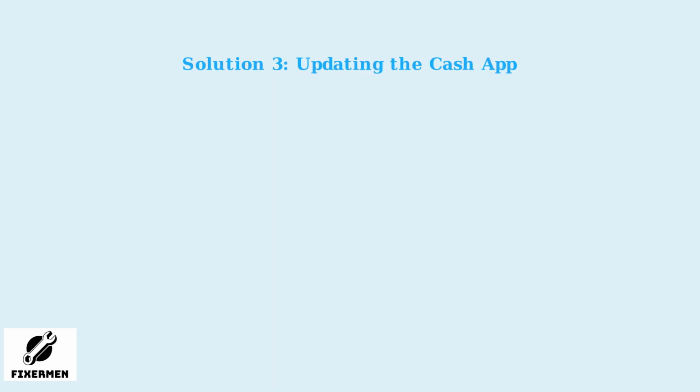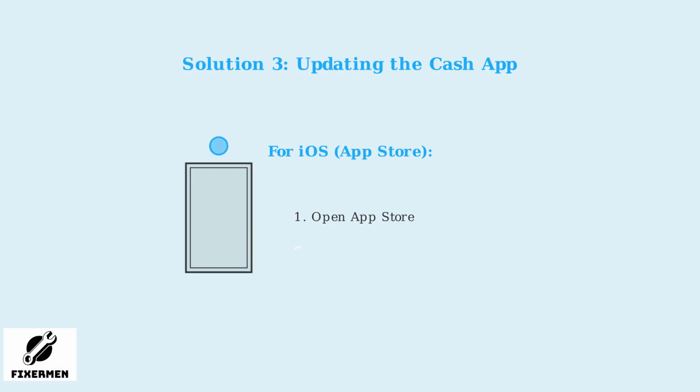Outdated apps can cause errors like code 102. Keeping Cash App updated ensures better security and fixes bugs. Let's see how to update it on iOS and Android. On iOS, open the App Store app on your device. Tap the Updates tab at the bottom. Find Cash App in the list and tap Update if available.